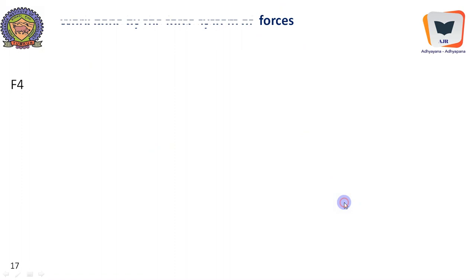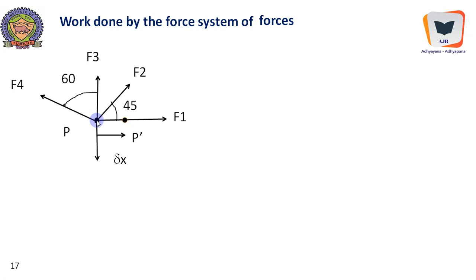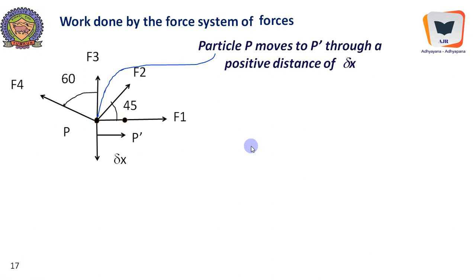Now, we will take typical examples to find the work done by systems of forces. There is a particle over here which is subjected to forces F1, F2, F3 and F4, and we give a small virtual displacement of del x, so that this point moves over here, hypothetically. Particle P moves to P dash through a positive distance of del x. It is a positive distance because it is taken rightwards.